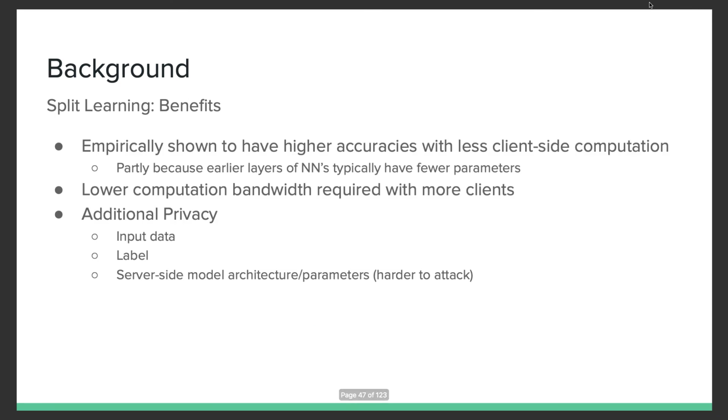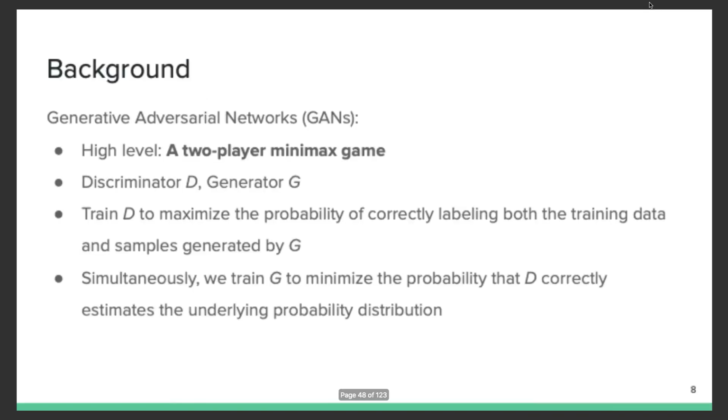The benefits of this technique are that it has been shown to have higher accuracy with less client-side computation. This is partly because the front and the end of your neural network, the beginning and last few layers, typically have fewer parameters than the middle of your neural network. This also has lower computational bandwidth. And finally, this gives additional privacy, because in addition to having private input data, you also have private labels. Also, your server-side model architecture isn't really known by any of your clients. It's just known by your server. And so that's a lot harder to attack than if you know your entire model, such as in federated learning.